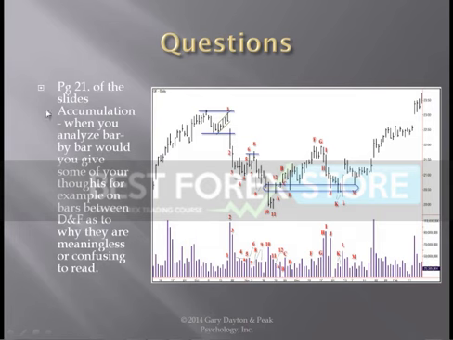Okay, this question comes in page 21 of the slides, accumulation. When you analyze bar by bar, you give some of your thoughts, for example, on bars. Would you give some of your thoughts between D and F? Why are they meaningless or confusing to read? They're not meaningless or confusing to read.